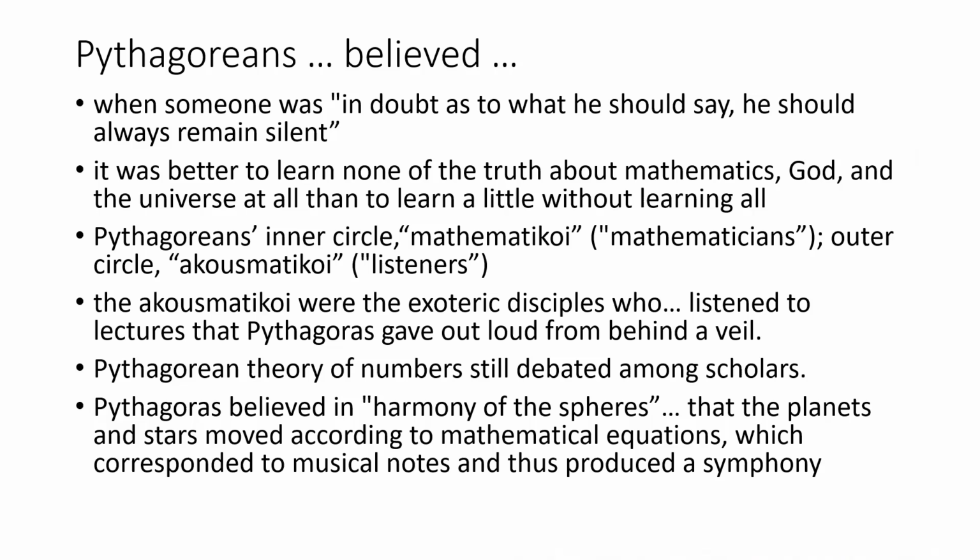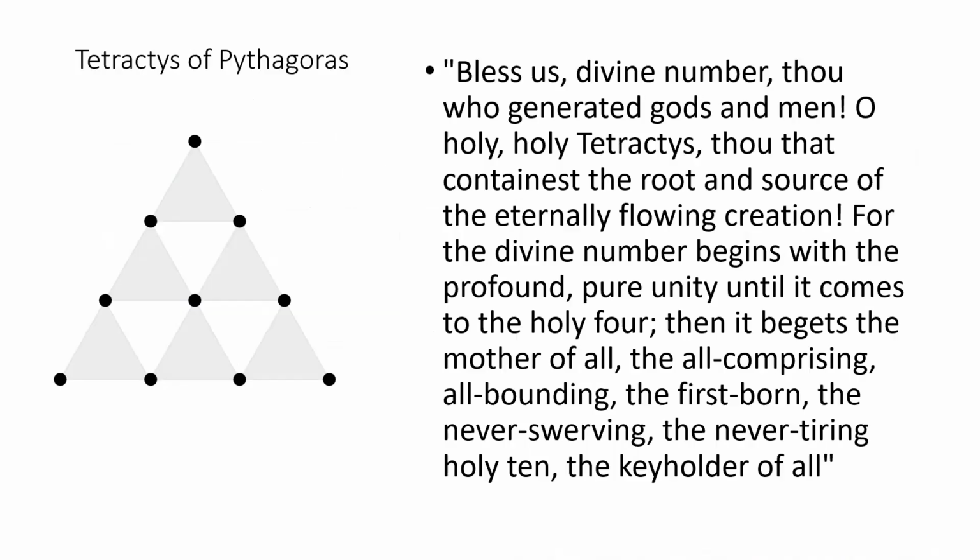Pythagoras believed in a harmony of the spheres, that the planets and stars moved according to mathematical equations which corresponded to musical notes and thus produced a symphony. He also had a prayer, the Prayer of Pythagoras. That would be something like this. Now, do we know that this is exact? We know most of what was said. We don't know exactly every particular prayer type thing.